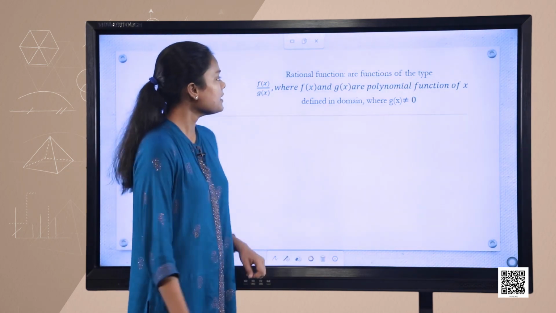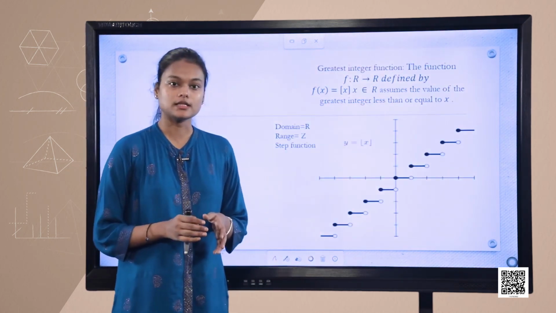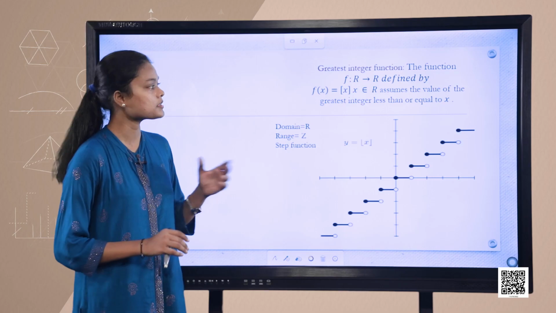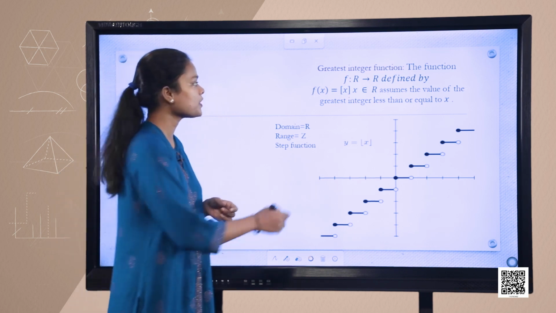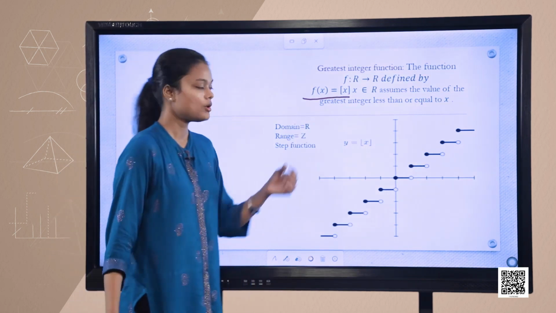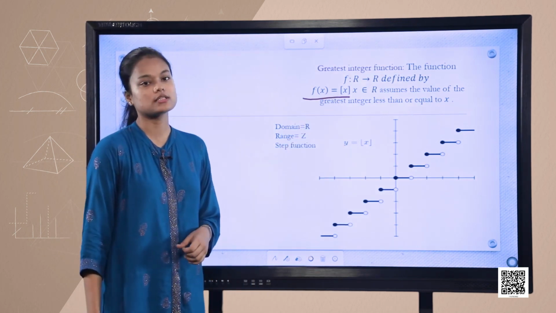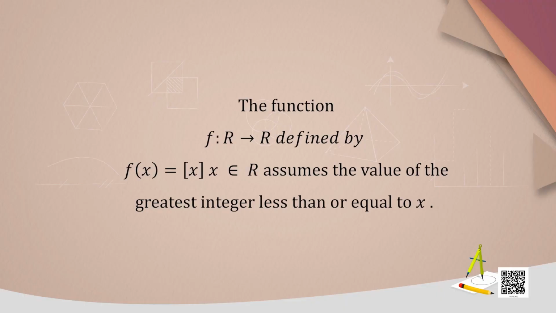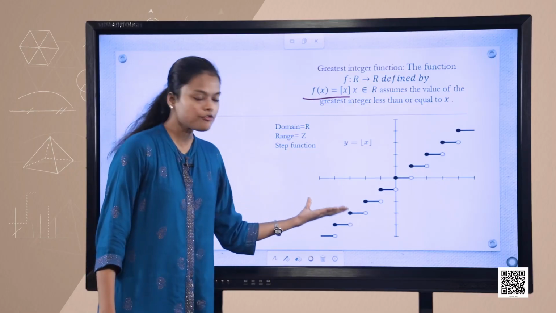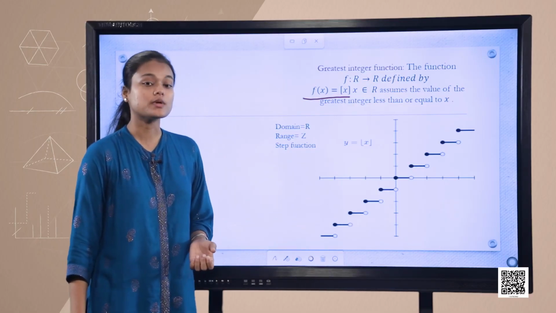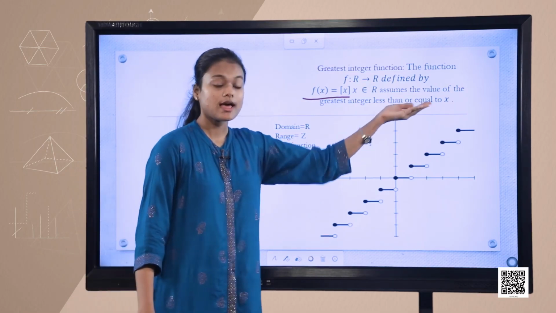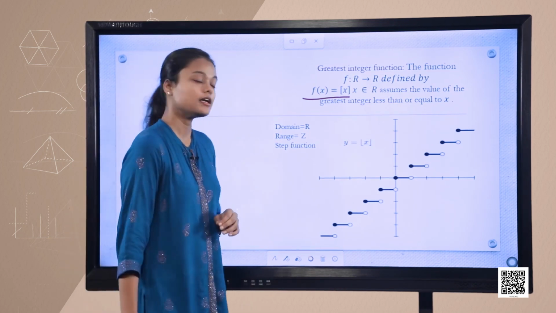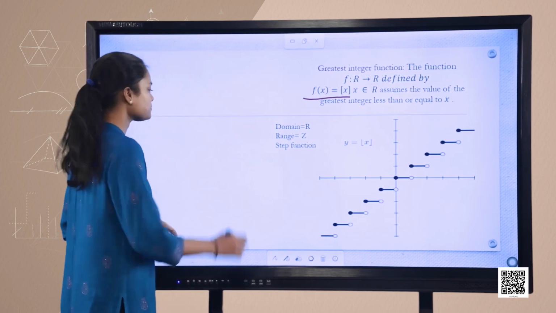Now, the next special function that we are going to study is the greatest integer function. It is a very interesting function. It is a real function where f(x) is equal to this. This is the notation of the greatest integer function, which assumes the value of the greatest integer less than x. The graph of this function is very interesting. You may see that it looks like steps, and that's why it is also called a step function. Let us study how we are getting its domain and range.